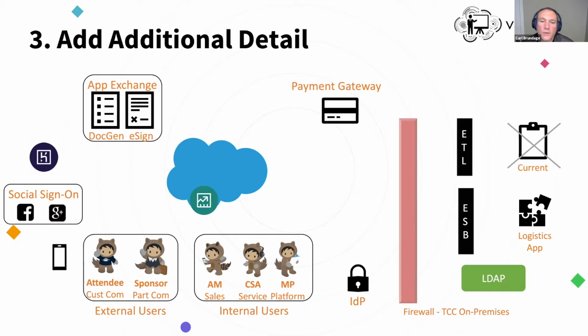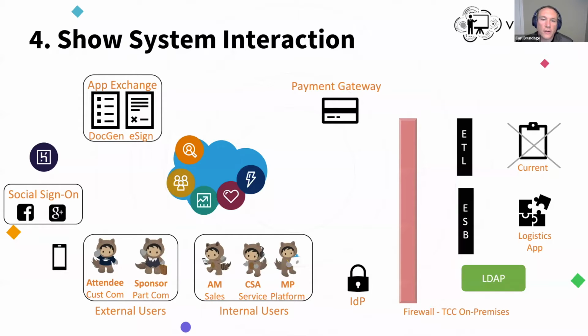Now, the other thing we can do is make Salesforce a little more specific. So instead of saying we're going to use Salesforce, we're going to use Sales Cloud for the account manager, Service Cloud, and Platform. We also have Community Cloud coming in for that personalized communication. Marketing Cloud comes into play. So I think we have a pretty good listing of systems that are going to be in the TCC solution, but now we need to add the interactions.